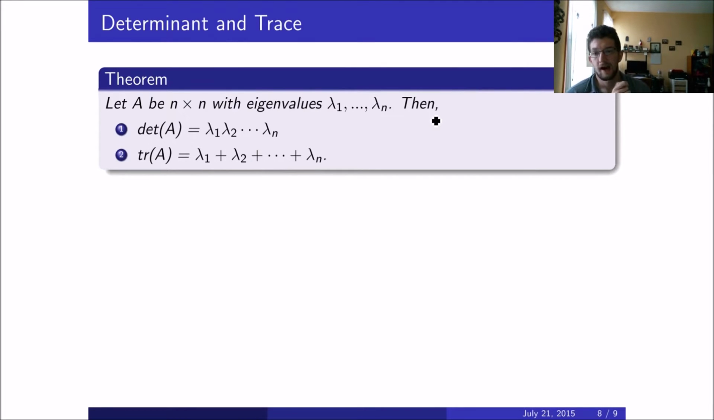Okay. The determinant and trace. So it respects similar matrices. So the trace of A.